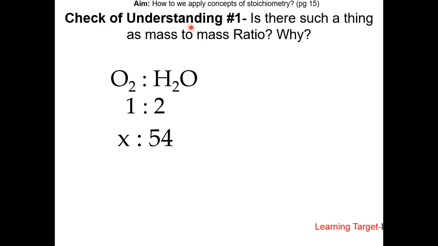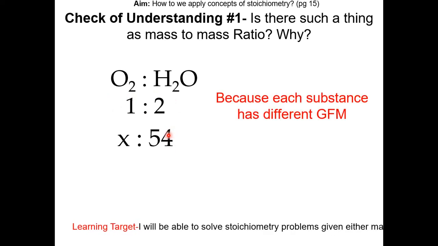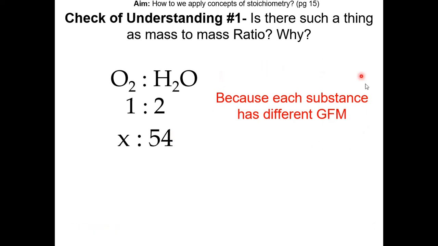Check of understanding number 1. Is there such a thing as a mass-to-mass ratio and why? So this is based off the previous question. Notice we set up a ratio using mole and mass. We cannot do that because each substance has a different GFM. So the counting will be off.